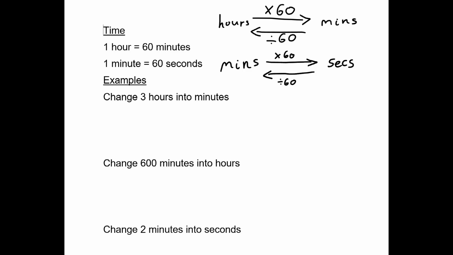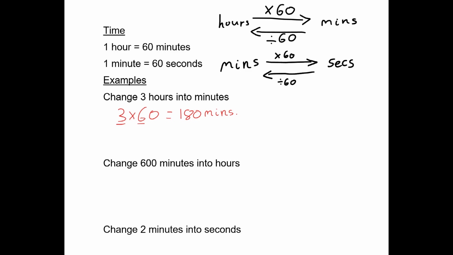In the first example, I want to change 3 hours into minutes, so what I would have to do is multiply 3 by 60. To do this without a calculator, I do 3 times 6, which is 18, and then I put the 0 on the end. So 3 hours is 180 minutes.